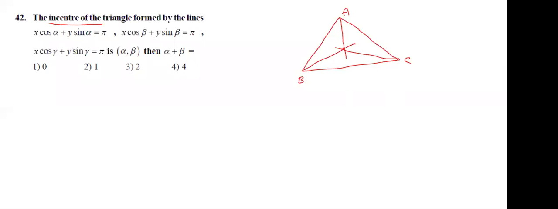Question number 42. The in-center of the triangle formed by the lines. Three lines are given. We need to find the in-center. What is the in-center first of all? The internal angular bisector of A, internal angular bisector of B, internal angular bisector of C. The point of concurrency of the internal angular bisectors is called the in-center. It is denoted by I.